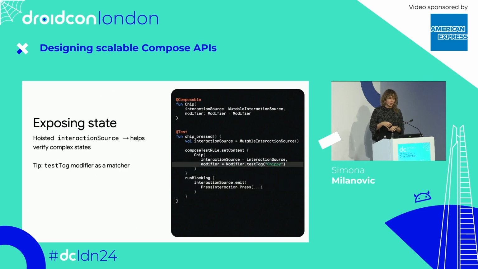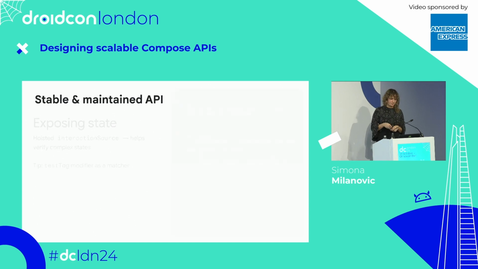A quick tip here is that having a modifier parameter allows API users to pass a test tag, which helps identify elements in tests more easily when other matchers are not specific enough to find them.